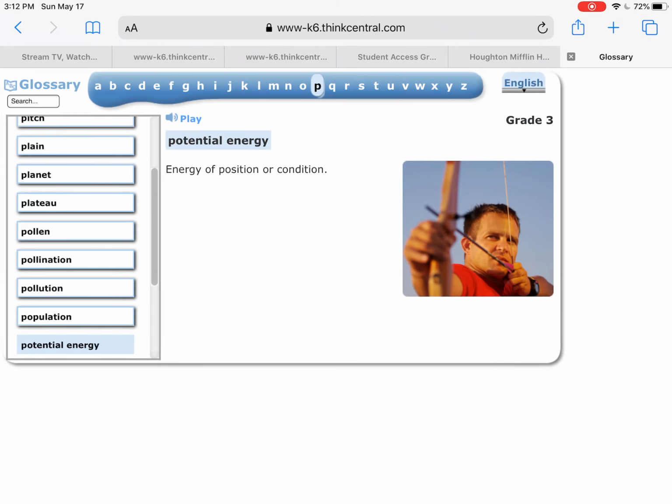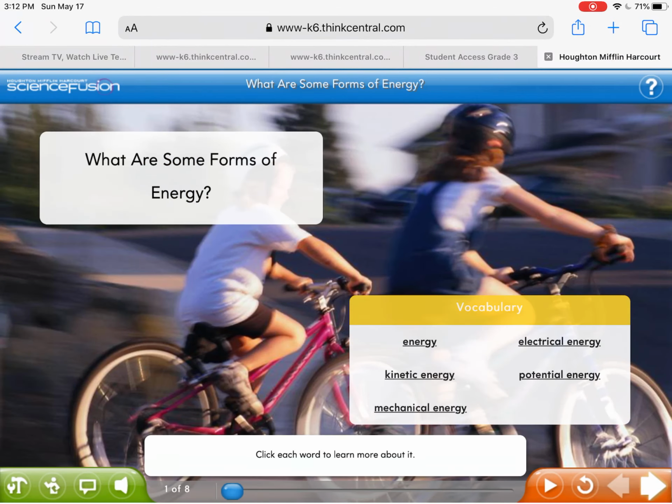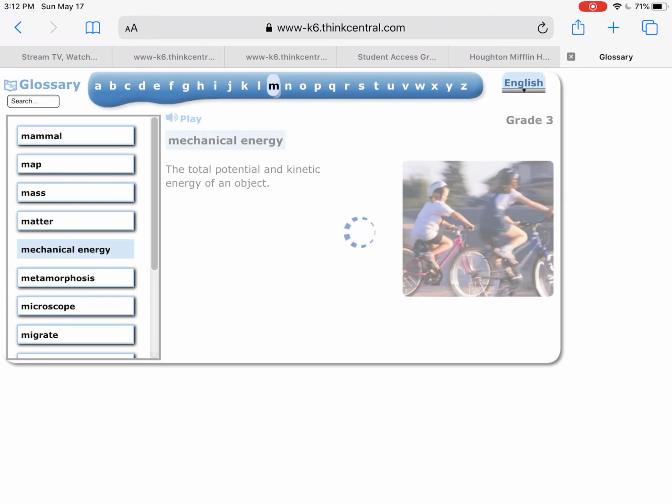Potential energy is the energy of position or condition. So he's using potential energy because he's pulling back the bow and arrow string to a certain spot so that when he lets go, the arrow goes forward. And then mechanical energy, if it'll click, is the total potential and kinetic energy of an object. So it's both put together.